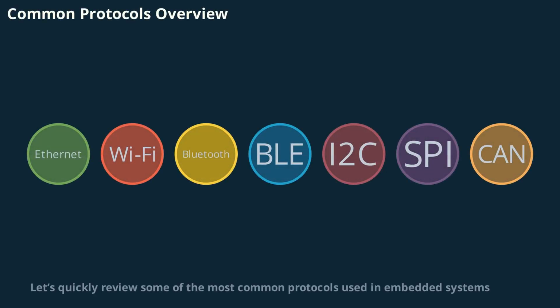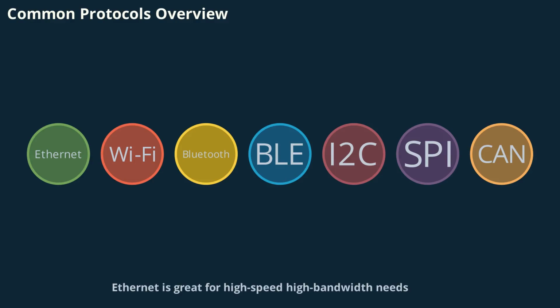Let's quickly review some of the most common protocols used in embedded systems. Ethernet is great for high-speed, high-bandwidth needs. Wi-Fi offers wireless connectivity over longer distances, but uses more power. Bluetooth and BLE are ideal for short-range, low-power applications. I2C and SPI are simple, low-cost options for connecting sensors and peripherals. CAN is the go-to for reliability in noisy or safety-critical environments. Each has its strengths and weaknesses.